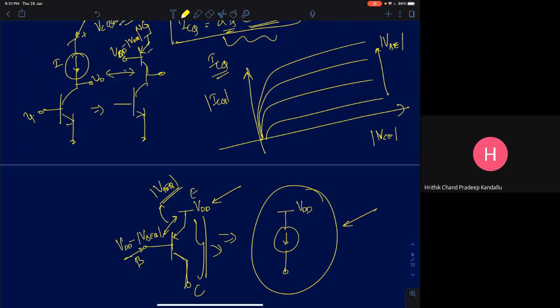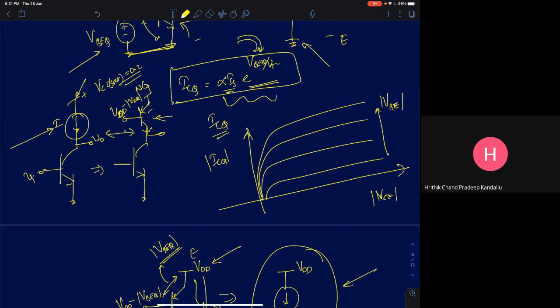Both the circuits are equivalent. I'll choose the dimensions of this BJT, or the VBE of the BJT, such that the current flowing through this is the same as this current. Okay, I can do that, right? I can find out the quiescent current or the VBE necessary to get the quiescent current.